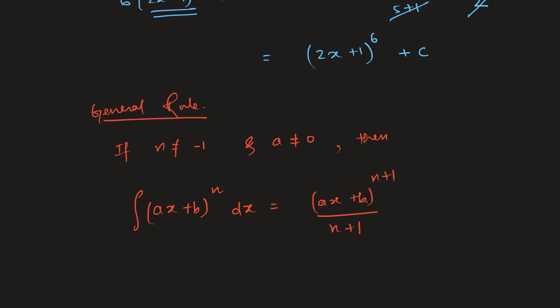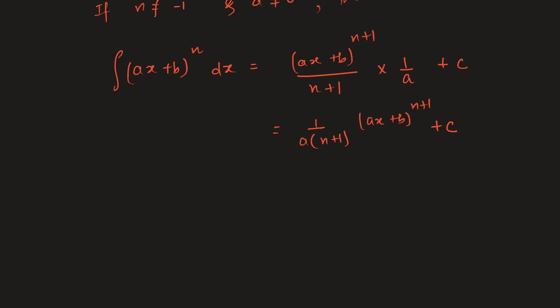Now remember what we used to do in differentiation using the chain rule. We used to differentiate the inside part also. Now if you differentiate this inside part, what you will get is a. In differentiation, we used to multiply by a. In this case, we'll divide by a, plus c. So if you simplify, I can write this as 1 upon a(n plus 1), times (ax plus b) to the power n plus 1, plus c. Is it clear?